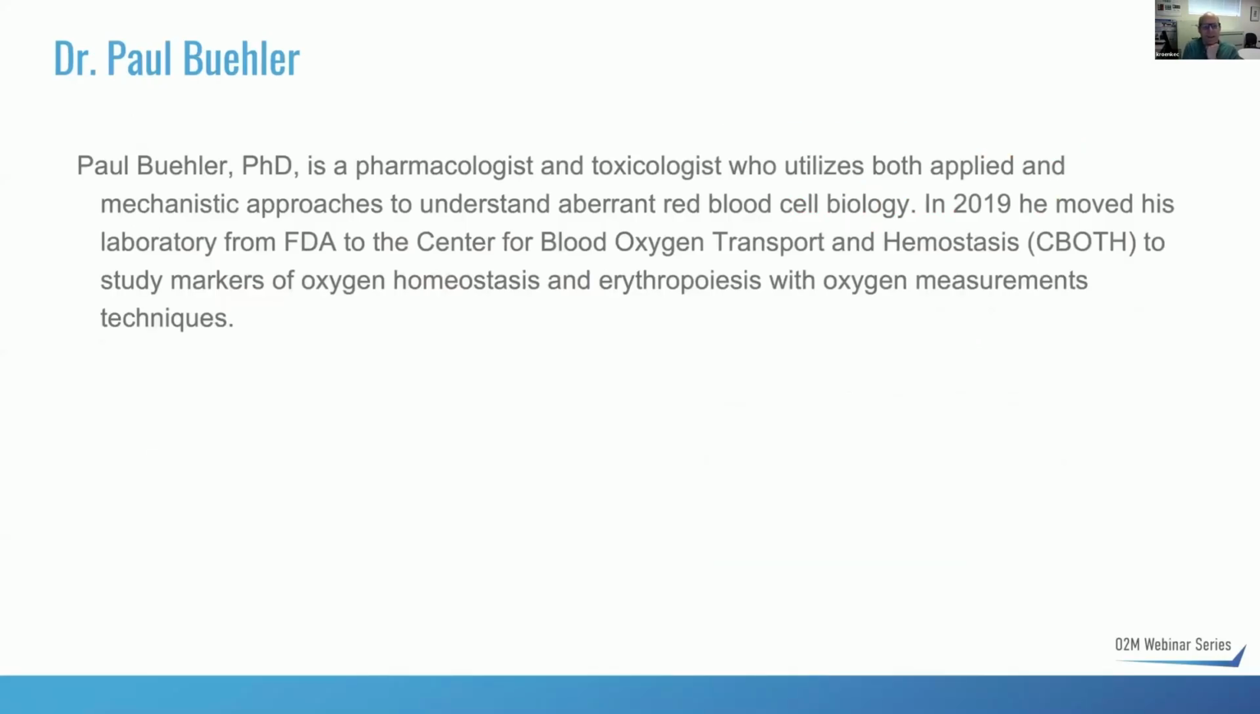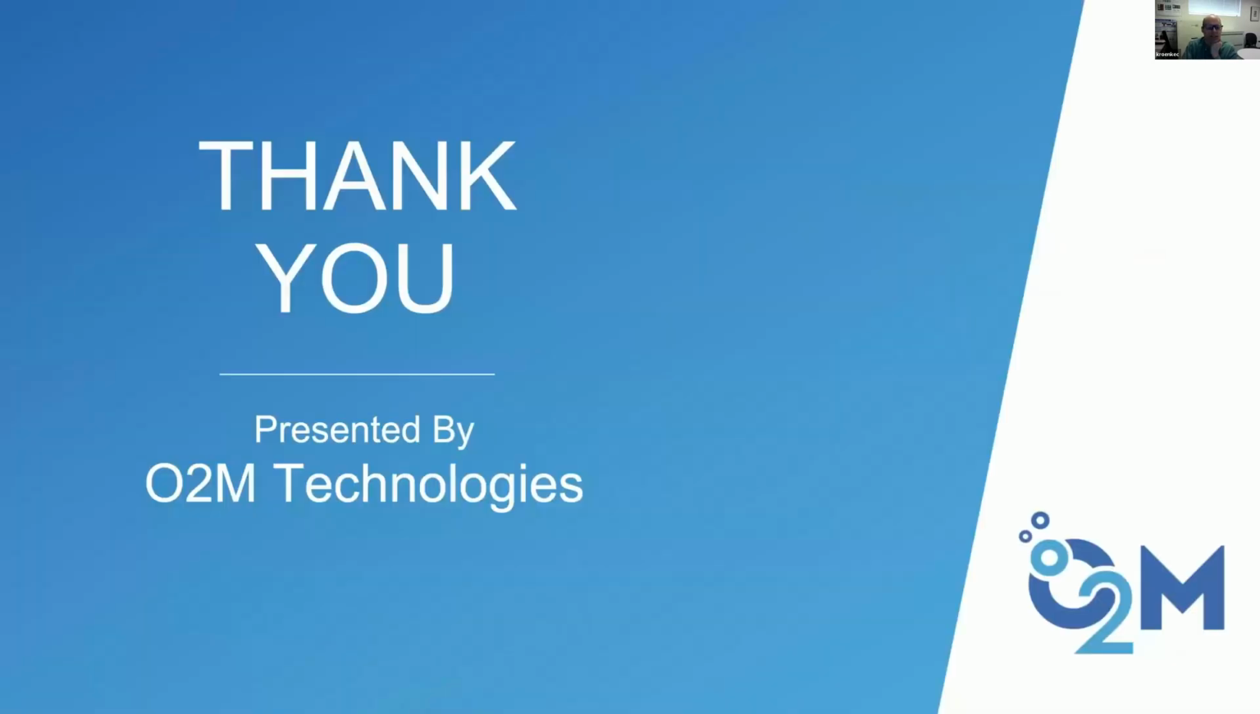Dr. Buehler is a pharmacologist and toxicologist who utilizes applied mechanistic approaches to understand aberrant red blood cell biology. And in 2019, he moved his laboratory from the FDA to the Center for Blood, Oxygen, Transport, and Hemostasis to study markers of oxygen homeostasis and erythropoiesis with oxygen measurement techniques.